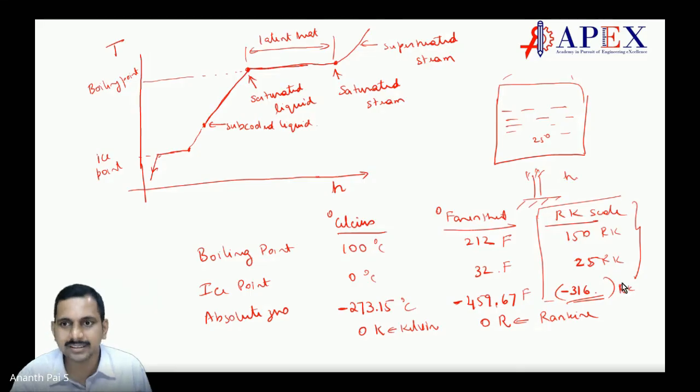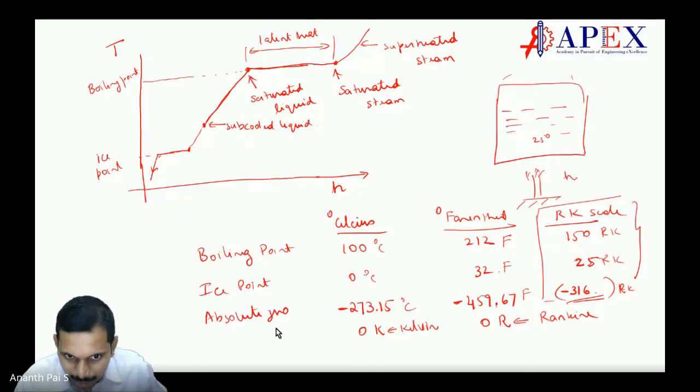Is 0 Kelvin equal to 273.15 degrees only? Yes, it is. Actually, all four numbers are the same, right, sir? It's in a different unit, that's it. That is absolute zero. Absolute zero is minus 273.15 degrees centigrade. It is equal to minus 459.67 Fahrenheit, which is equal to minus 316 RK.